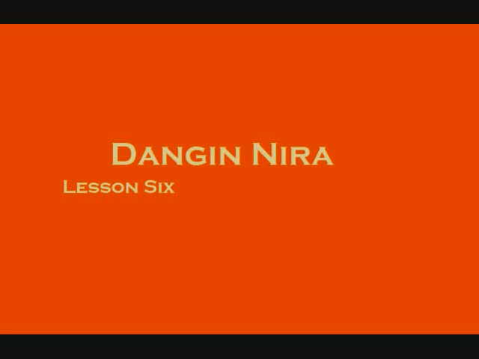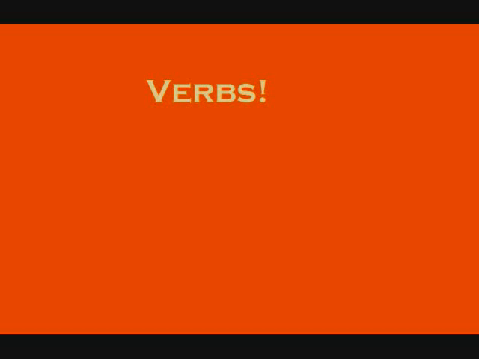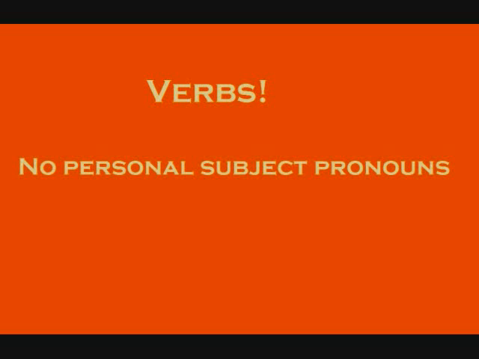Lesson 6. The Accusative Case. Now that you know how to conjugate verbs, you can start using them in sentences. You may have noticed that verbs in Dangin Nira do not take personal subject pronouns. That is, you don't say I or you or they, you just say the verb, since the verb ending is sufficient to tell you which person did the action.